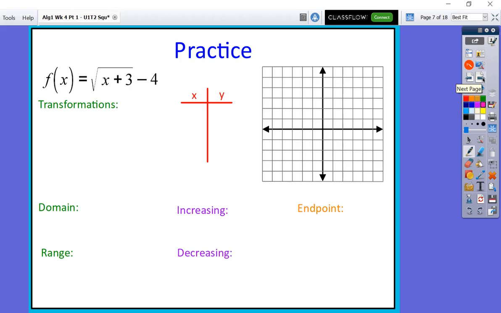So if you were in class with me, I had a poll. You just tell me what these two transformations are, and then we're going to work this out. As a video, you may pause right now and see if you can list out the two transformations that take place for this square root function.